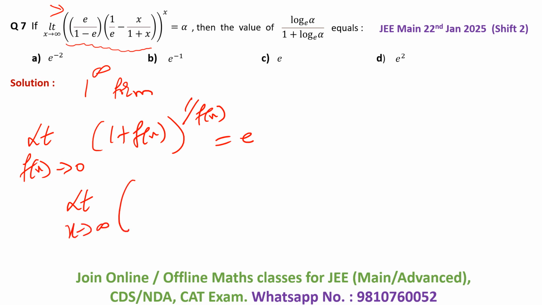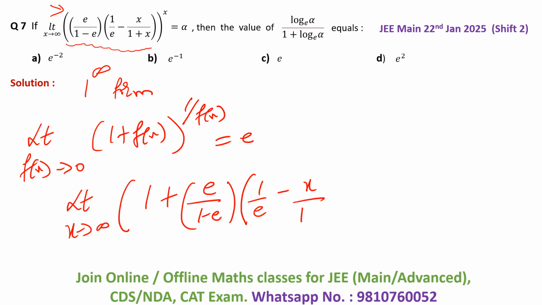Now, I will be adding 1 and subtracting 1. So I will be getting (1 plus e) into (1 minus e) into, inside the bracket, 1 upon e minus x upon 1 plus x, and then minus 1. And then I will put another bracket, whole power x. So this is the expression that you have to create.